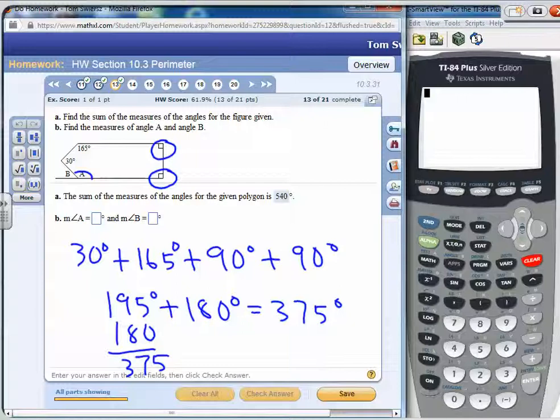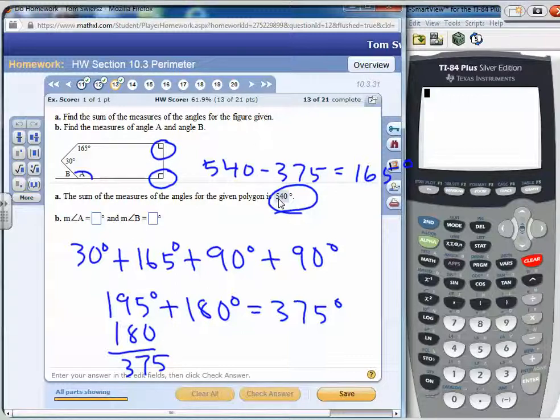Now, angle A, all of them add up to 540, right? So if we take 540 minus 375, we're going to be left with 165 degrees. If you do that on your calculator, 540 minus 375 is 165 degrees. So that will be the measure of angle A.